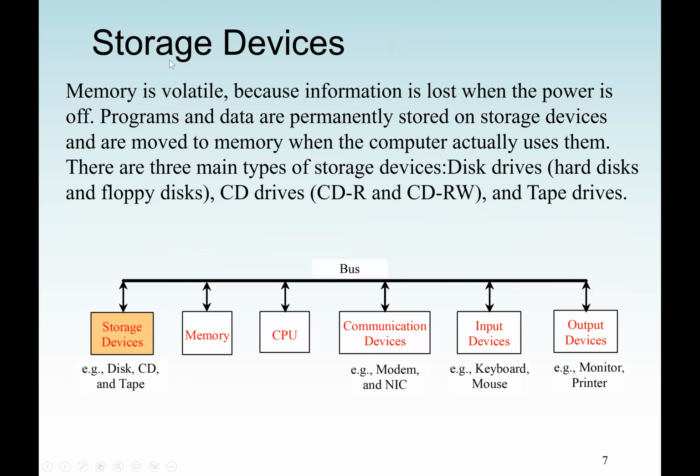Next, we talk about the storage device. First, the memory. As we said earlier, memory is volatile because information is lost when the power of the computer goes off. So programs and data are permanently stored on storage devices. This can be our hard drive, or we may also have external storage devices such as a CD drive, flash drive, or floppy disk, etc.